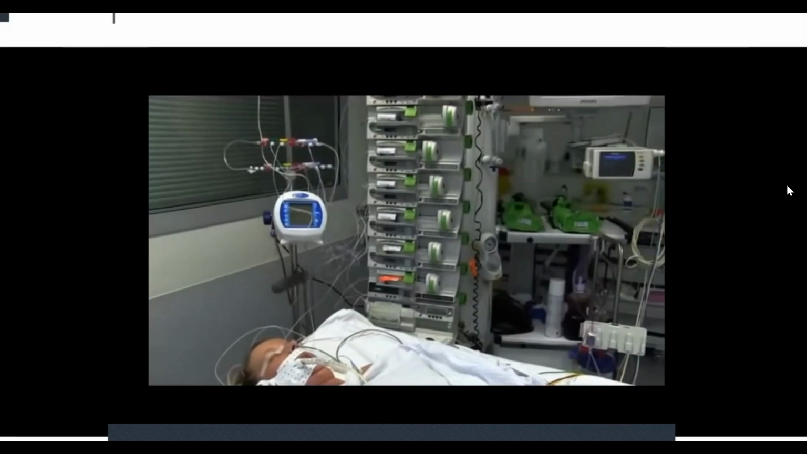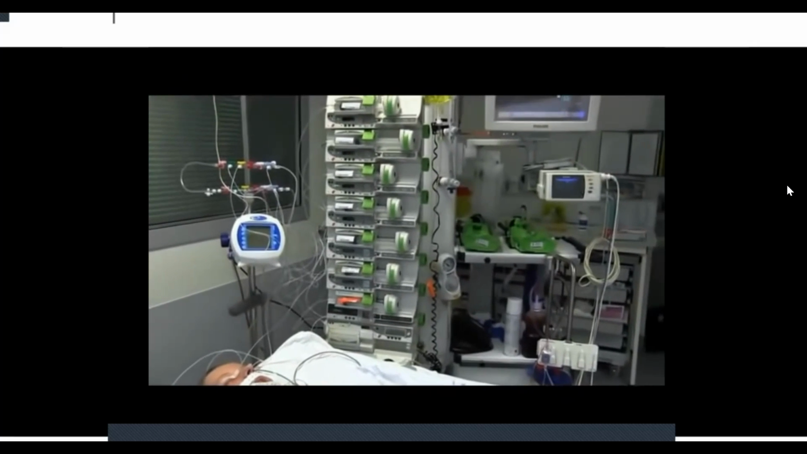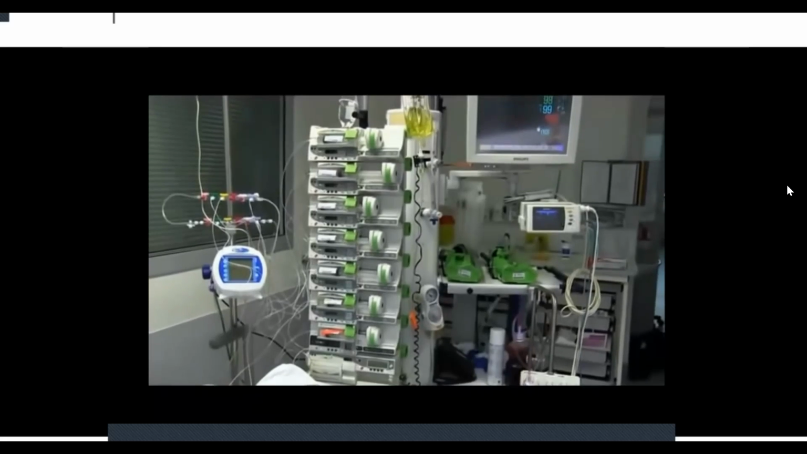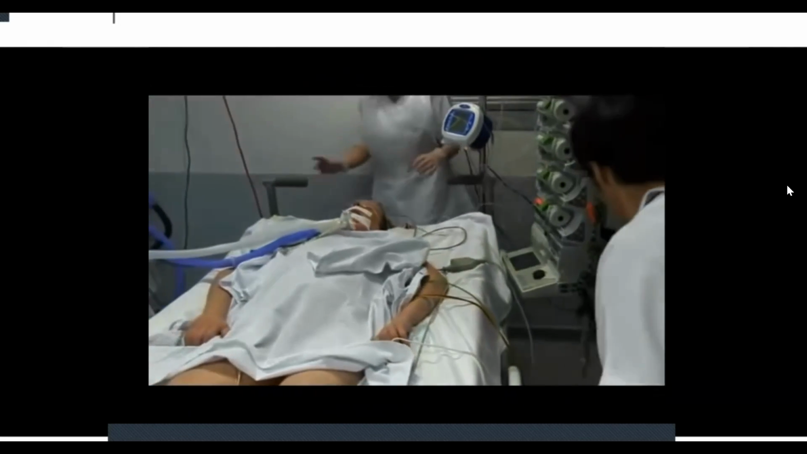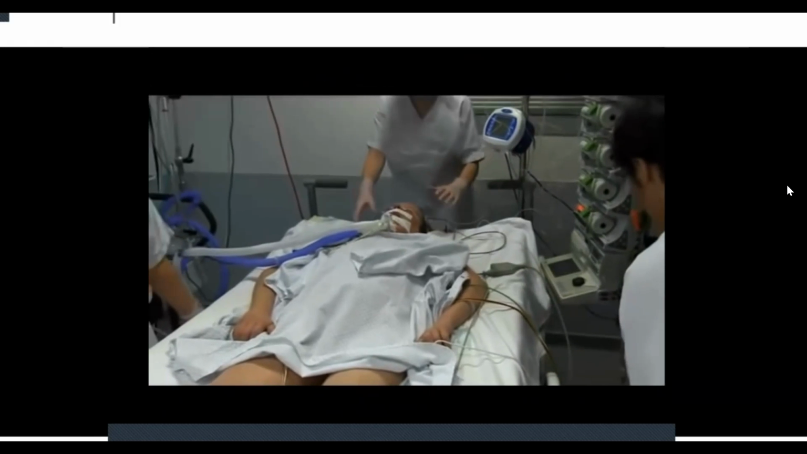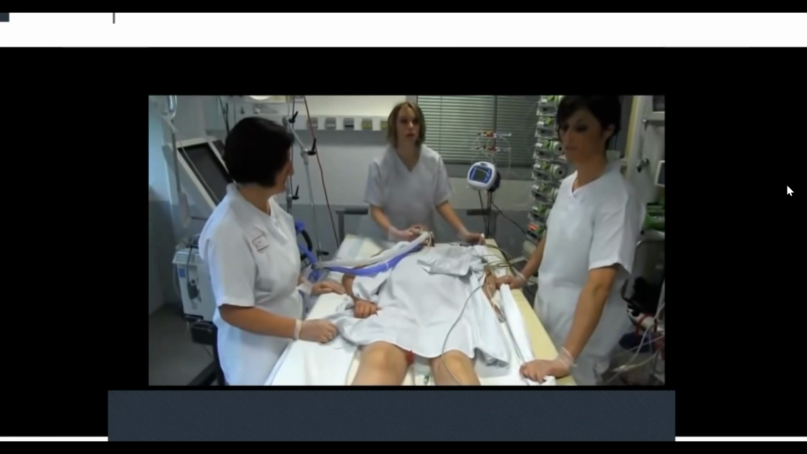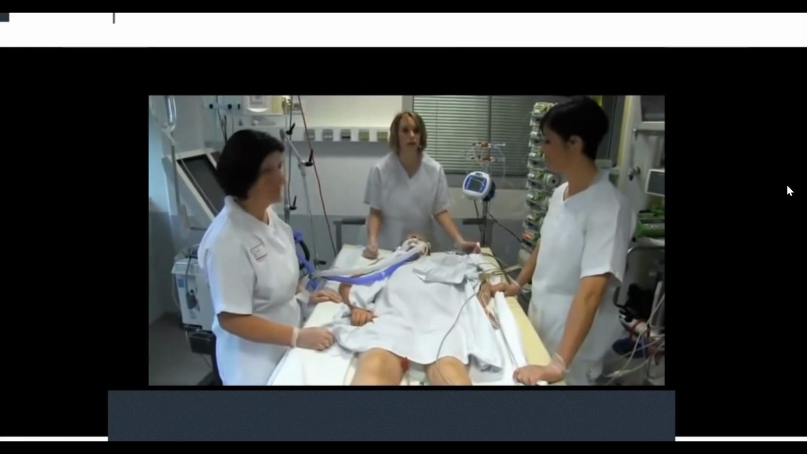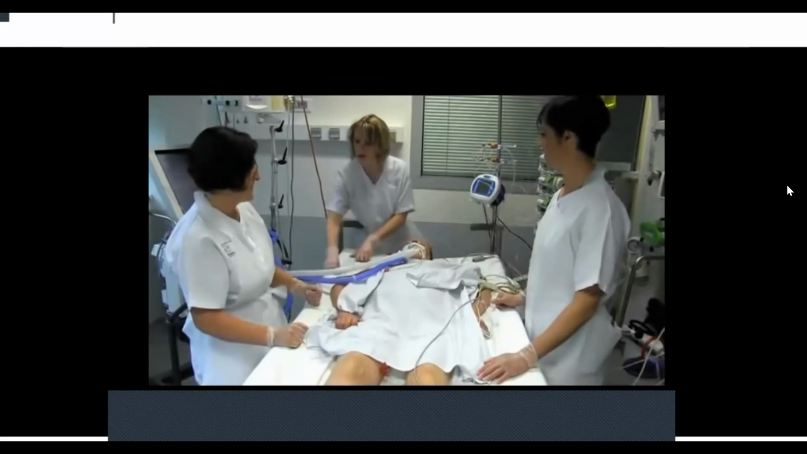One person remains at the head of the bed to secure the endotracheal tube and the ventilator lines. This person coordinates the procedure. The other people position themselves on each side of the bed. The procedure is performed following 5 steps. The first step is to prepare the procedure.